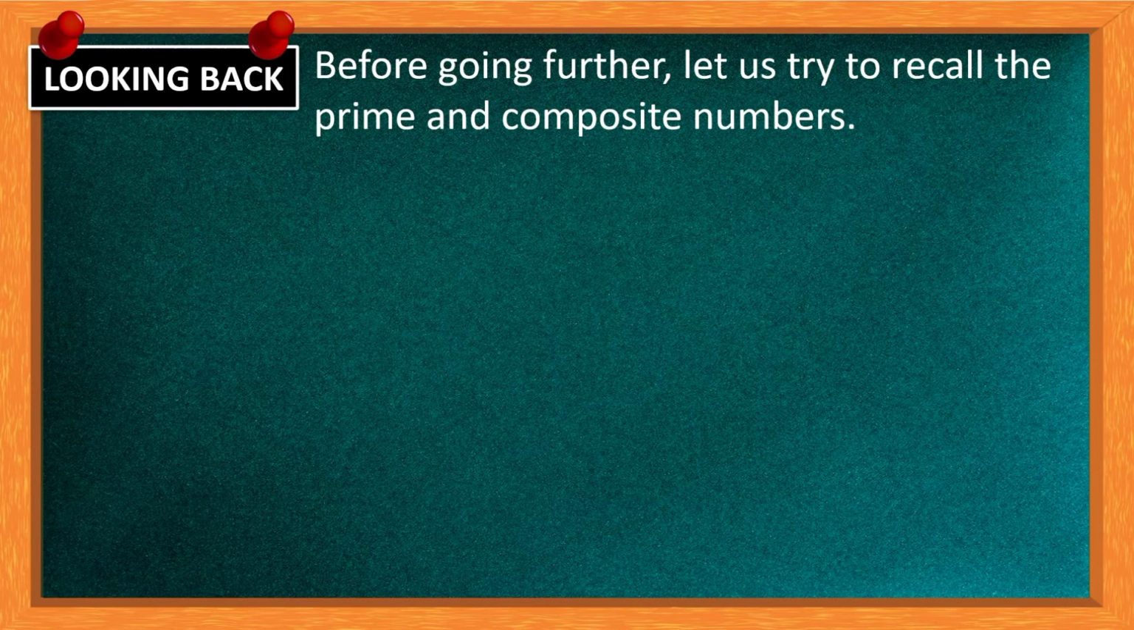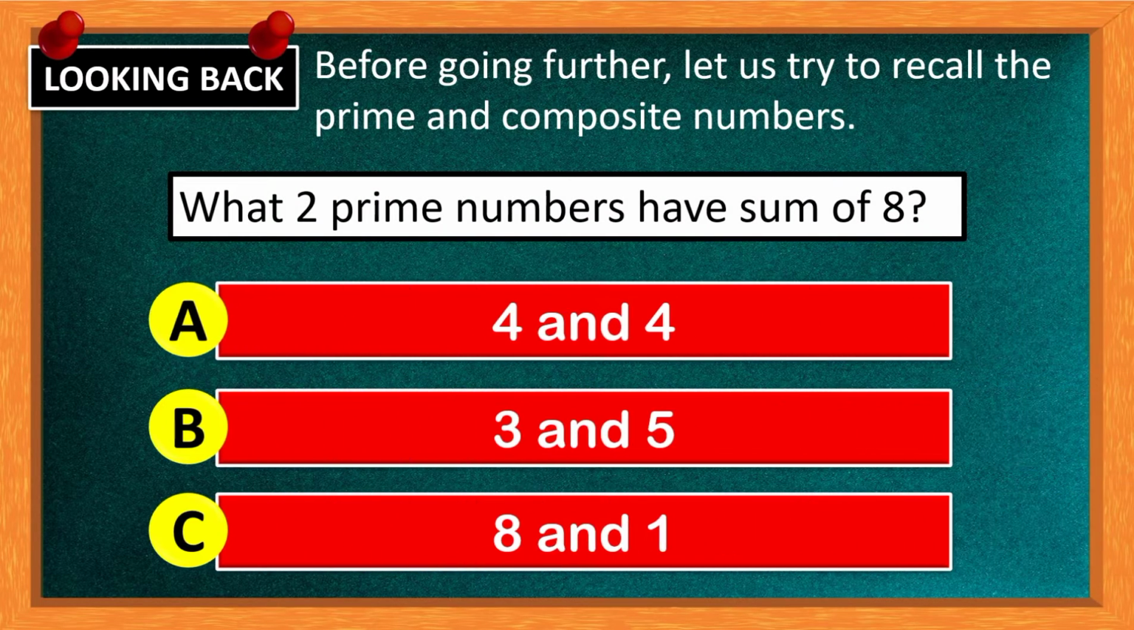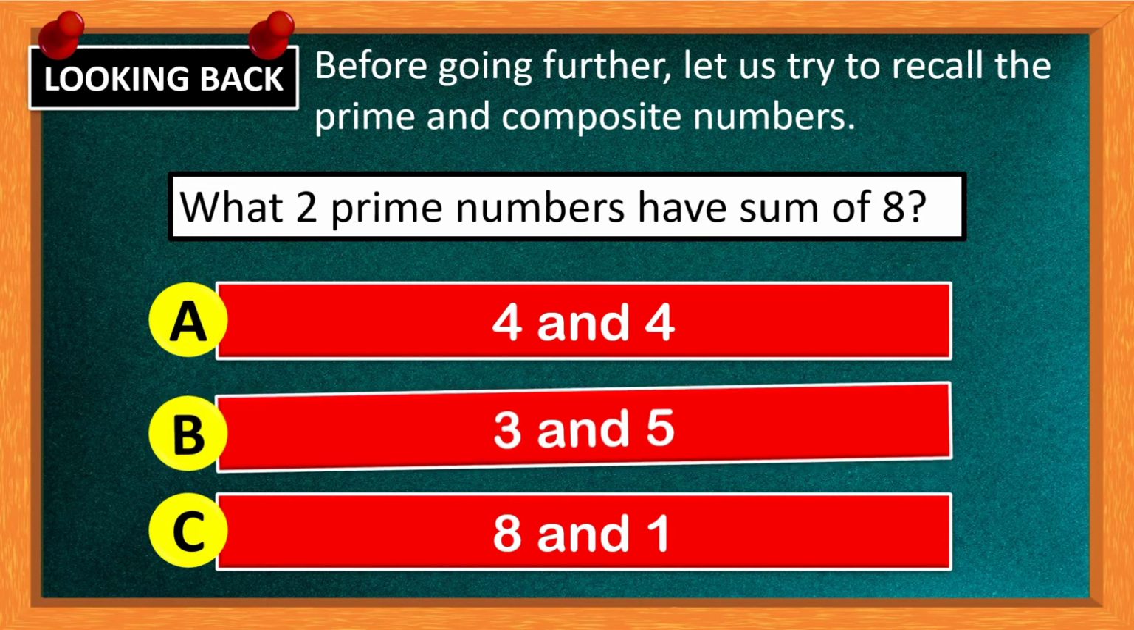But before going further, let us try to recall the prime and composite numbers. What prime numbers have a sum of 8? And the correct answer is letter B, 3 and 5.